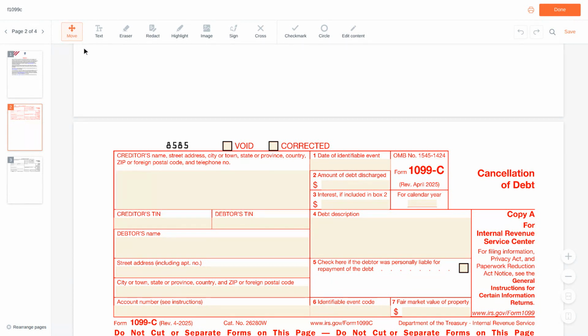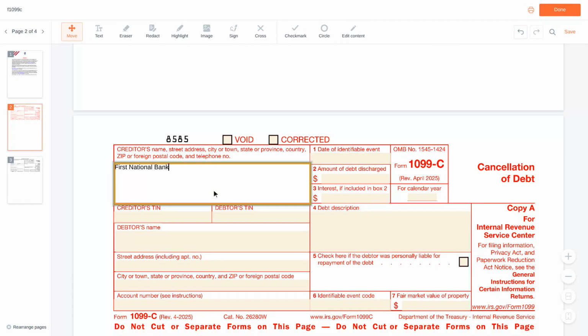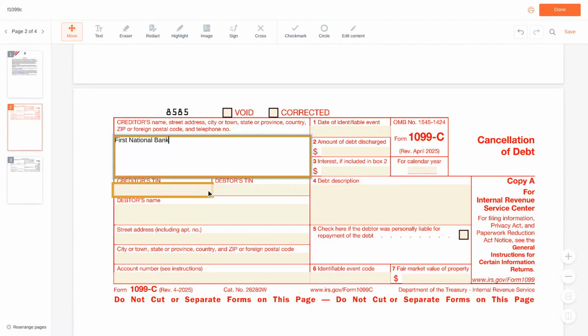Start with the creditor's information, the lender that canceled the debt. Enter the creditor's name and address, for example, First National Bank, and the creditor's taxpayer identification number, such as 12-3456-789. This identifies the business reporting the cancellation. Make sure the name and number match the creditor's records, because the IRS uses them to match the canceled debt to the correct lender and to the debtor who must report the income.